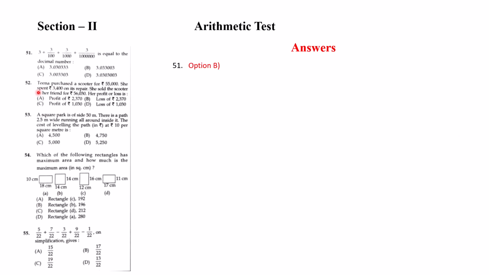Now coming to question number 52, which says Tina purchased a scooter for 55,000. She spent another 3,400 on its repair. Then she sold that scooter to her friend for 56,030 rupees. Now we need to check whether she has made some profit on it or she has made a loss.